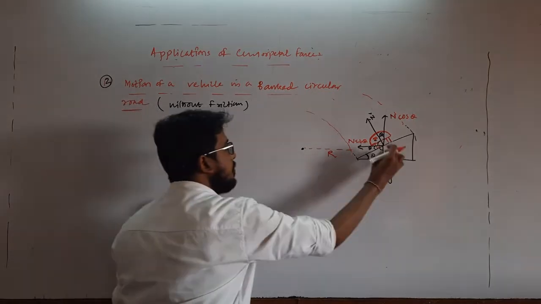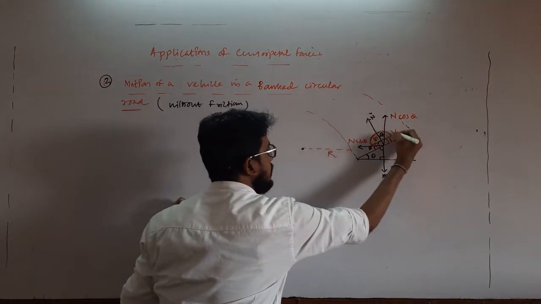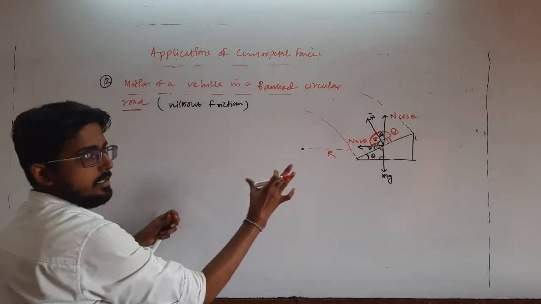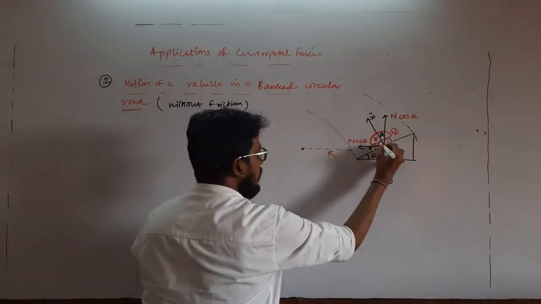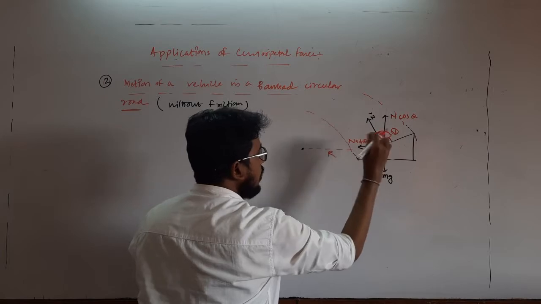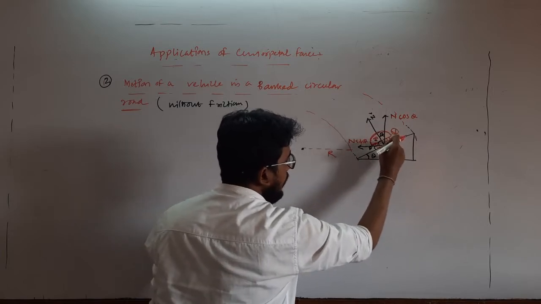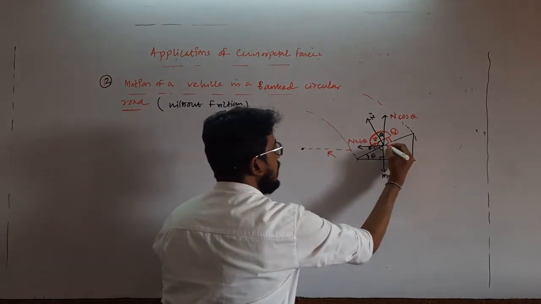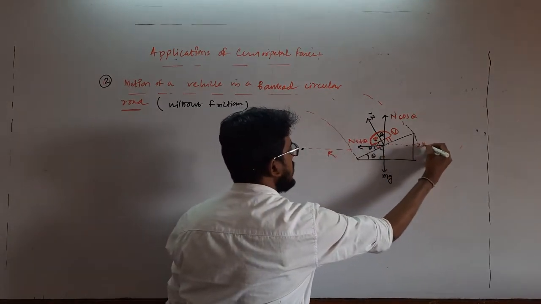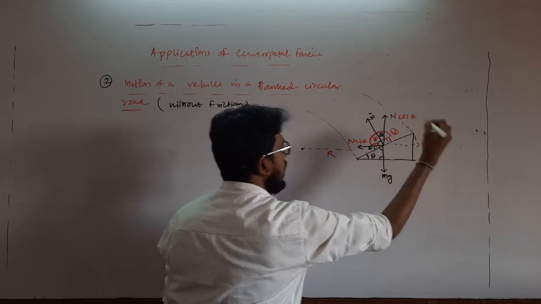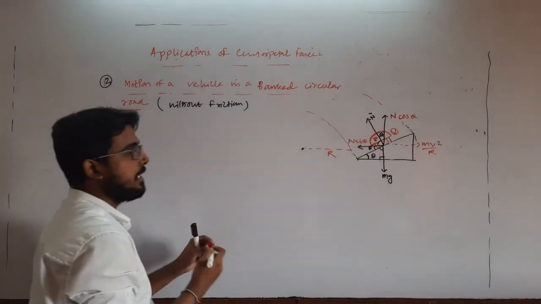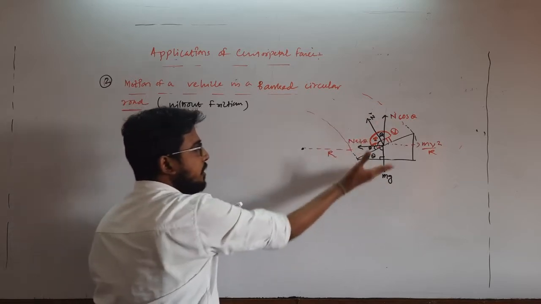So as the vehicle moves along this direction with a certain velocity v, and the radius of the circular track is r, the required centripetal force is along this direction. Or if we consider the frame of reference of the vehicle, a centrifugal force will act on the vehicle in the outward direction, that is m v square by r, which, if the vehicle is not sliding, is balanced by the N sin theta, and there is no motion in the vertical direction.